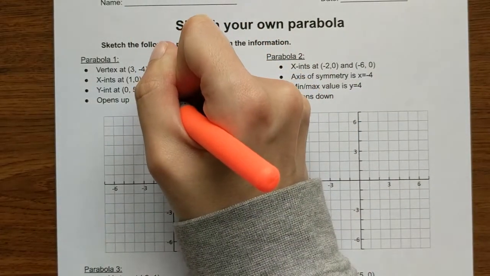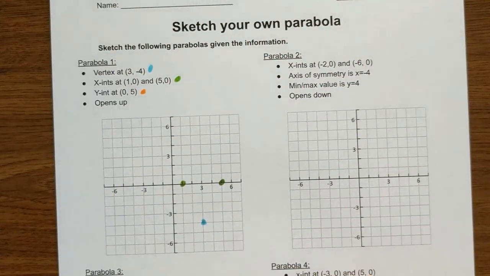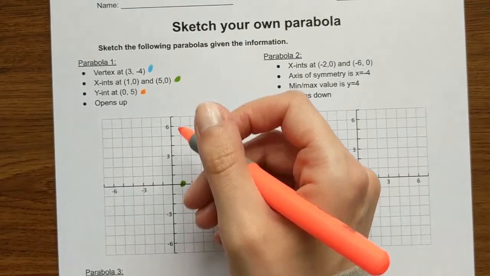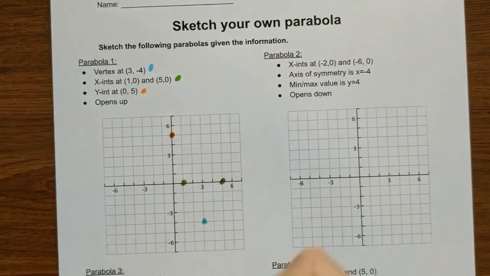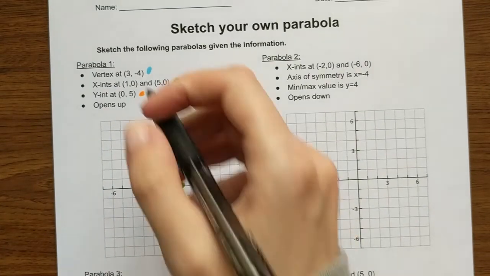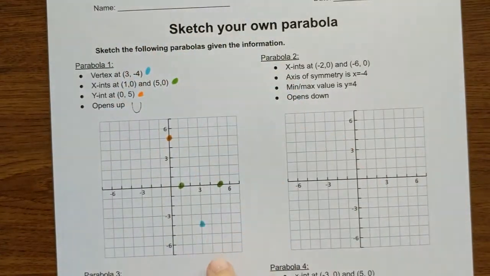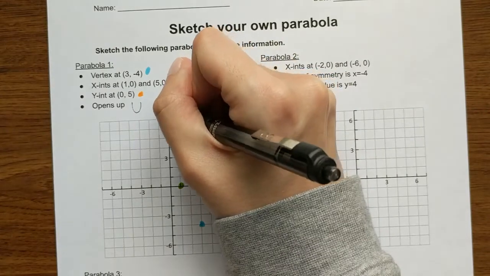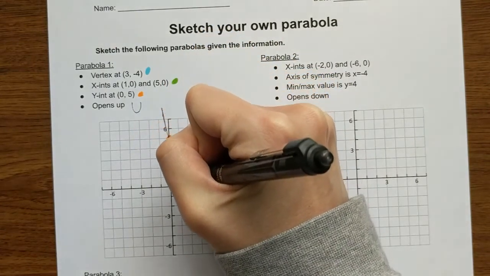I have a y-intercept at 0, 5. I'm going to do that one in orange, so let's draw that up here. 0, 5. And finally, I have been told that it opens up. We remember that a parabola can either open up or open down. If it opens up, it's going to look like a U, and you can pretty well see that this is going to look like a U as well. So let's go ahead and draw that here.